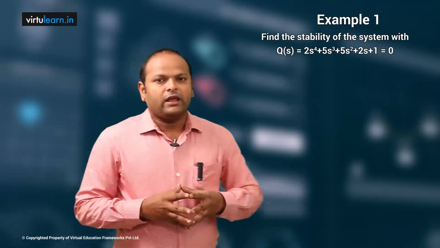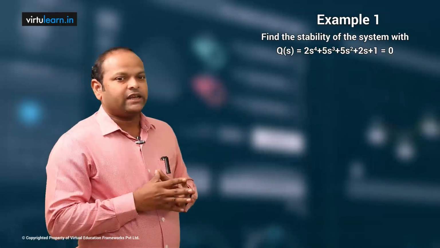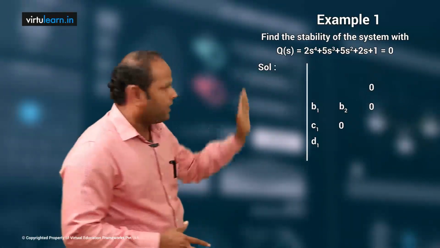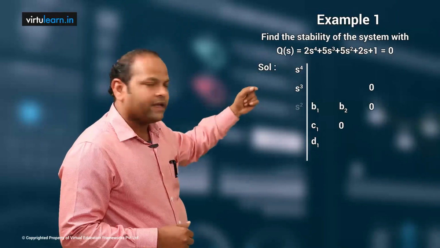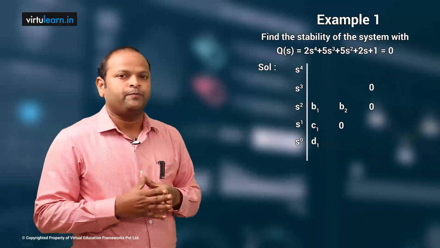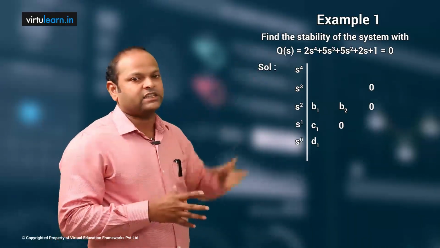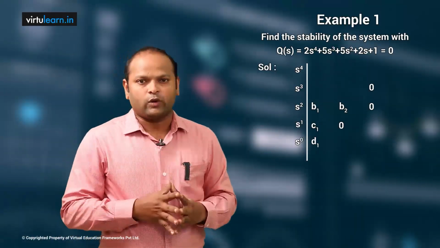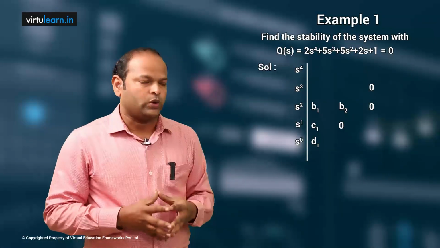Now we know already how to form the Routh array. So what is the highest degree here? 4. Therefore, I will take a Routh array directly. Now the highest degree is s power 4, s cube, s square, s power 1, s power 0. So these many rows I have. Now I said the first 2 rows must be filled from the characteristic equation and the other rows' elements are to be calculated. Now let us see how to calculate with the numerics which are available to us.